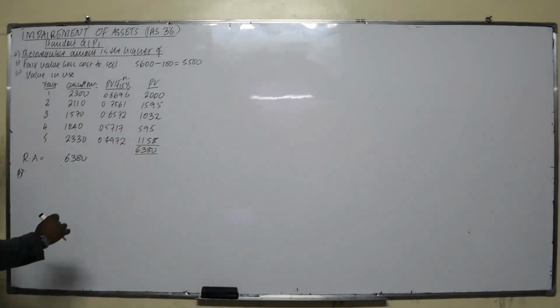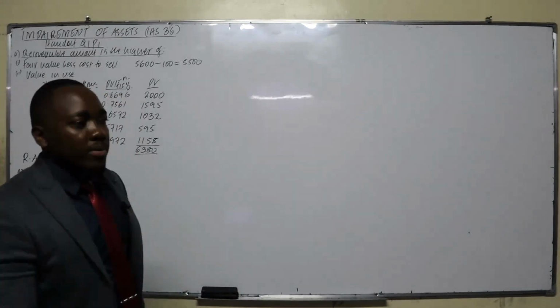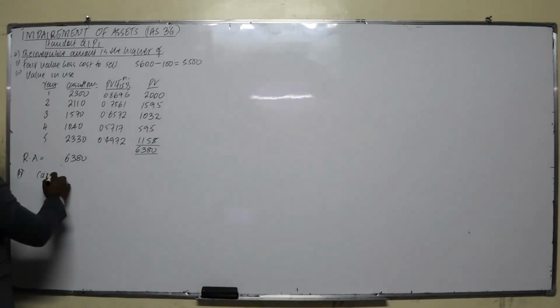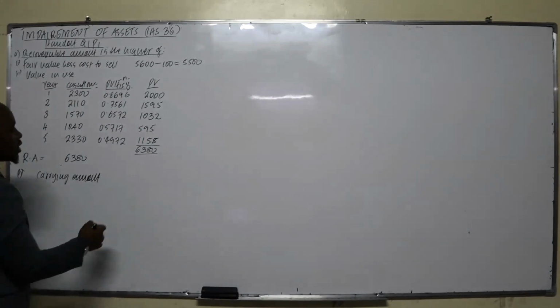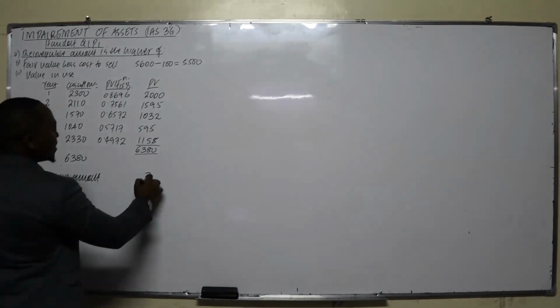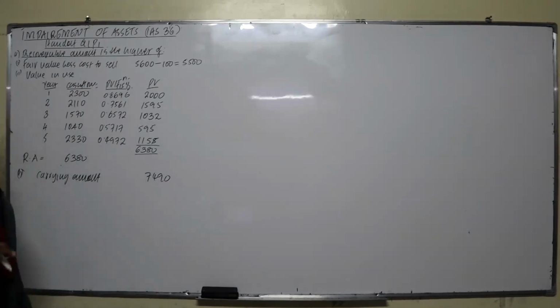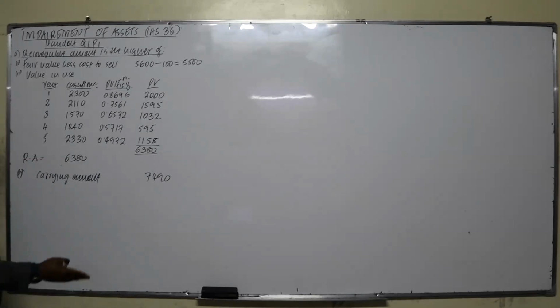Now we say that an asset is said to be impaired if the carrying amount exceeds the recoverable amount. So how much is the carrying amount? Yeah, the carrying amount, or the amount shown in the financial statement, is 74.90. But the maximum we can fetch from the market is only 63, which is less than the carrying amount. So that means the asset has been impaired.